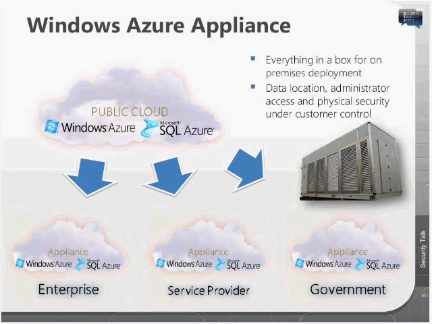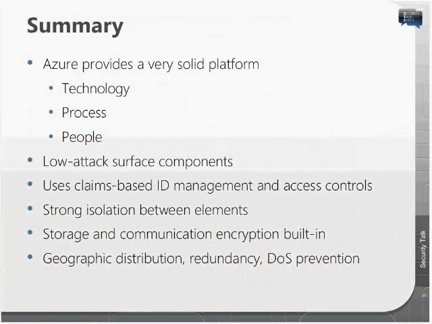And conversely, if you one day decide to pull back from Azure for whatever the reason, you can move to a Windows Azure appliance on premises. Let's say that your data becomes so critical that you need to pull back. You can do that by moving to Windows Azure appliance.